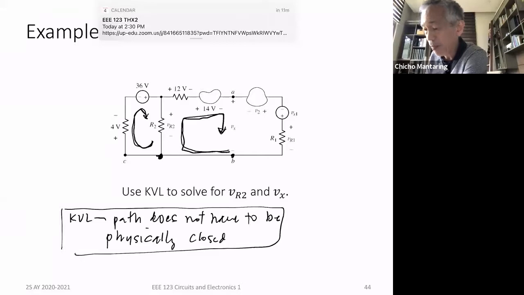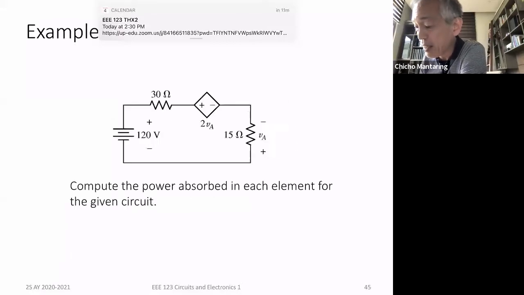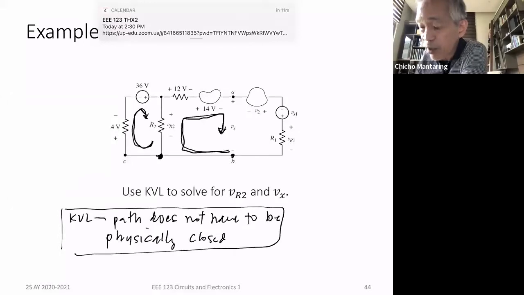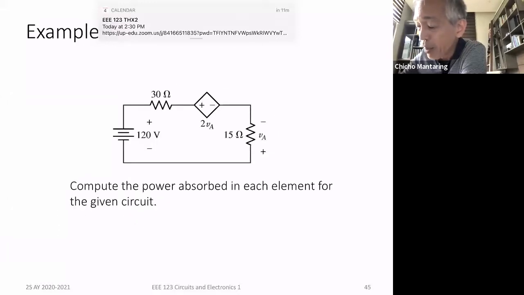Take a look at the succeeding slides. So try to solve this on your own. Ito. Now, the thing about this example is I have here what is called a controlled source.